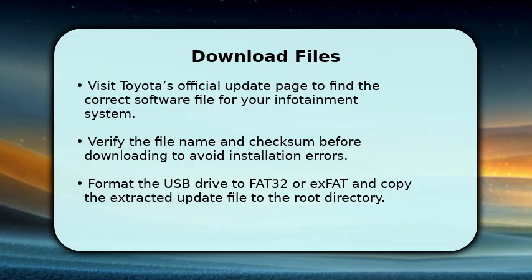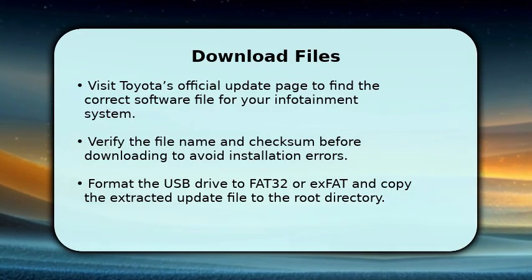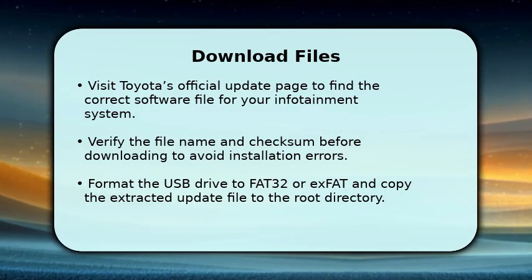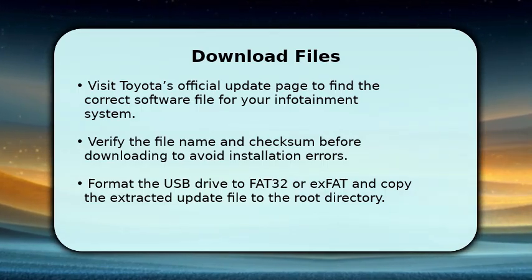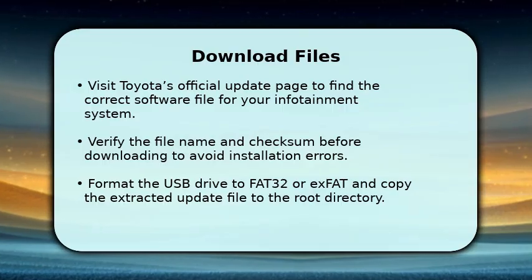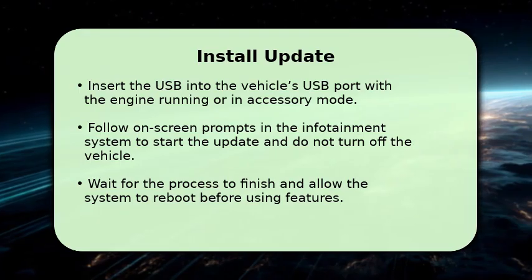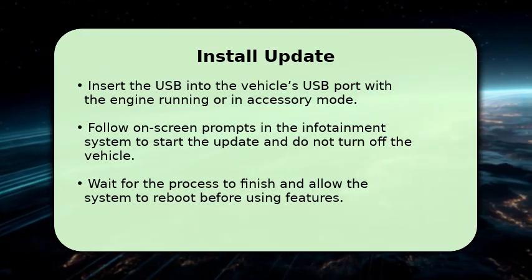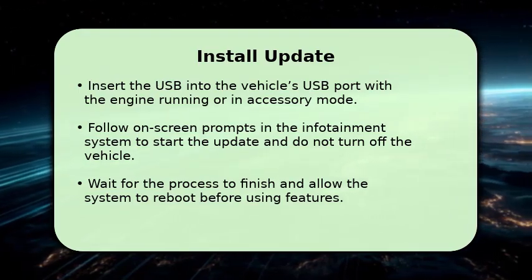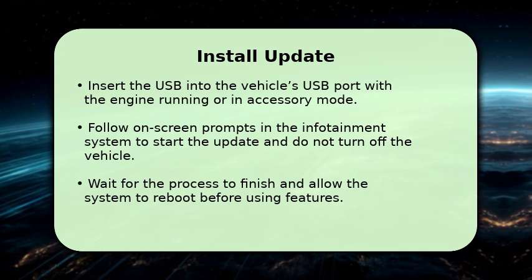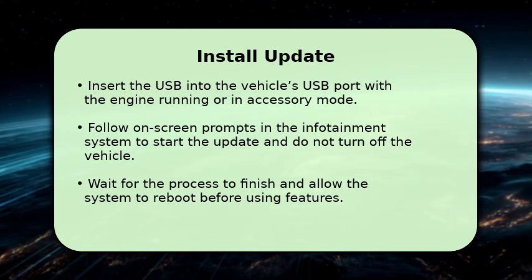Format a USB drive to FAT32 or exFAT, extract the update, and place the update folder and files in the drive's root. With the USB inserted and the engine or accessory power active, navigate to the system settings and select Software Update. Follow the prompts exactly, avoid powering off the vehicle, and expect multiple reboots during the process.